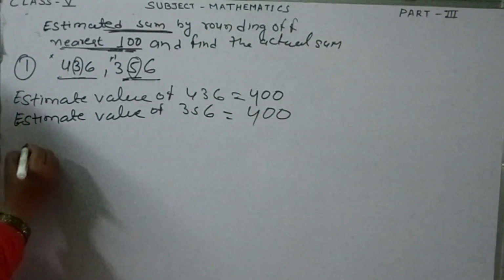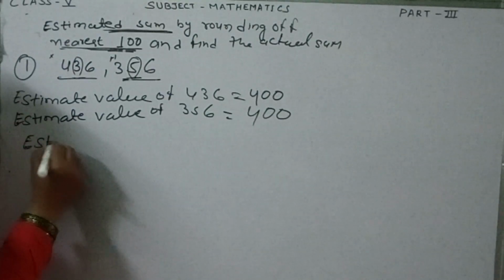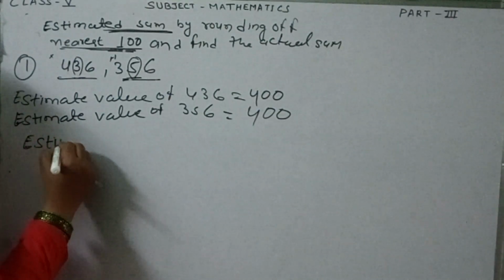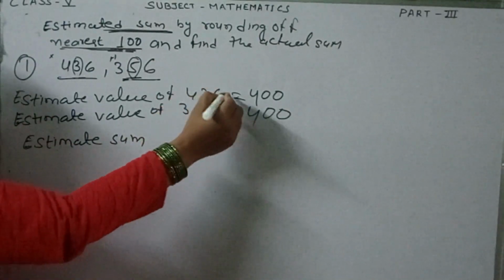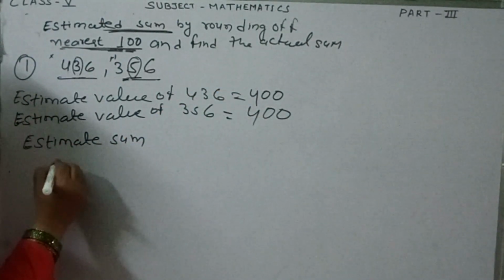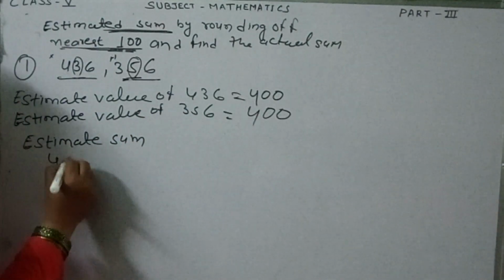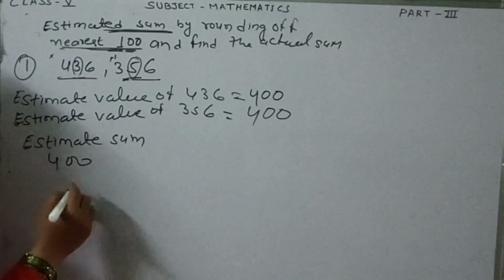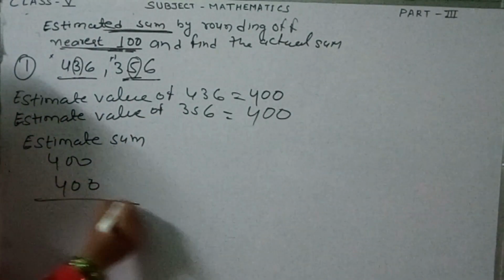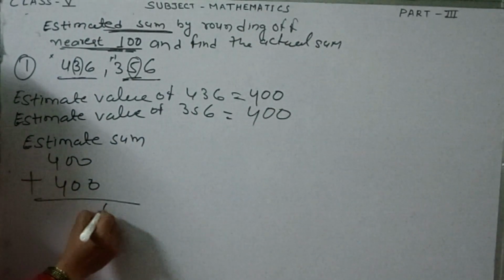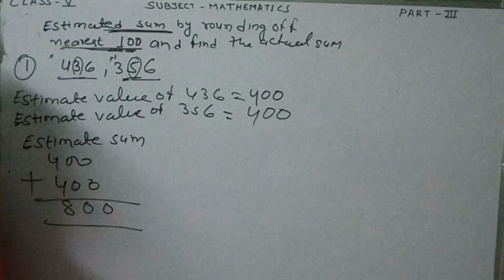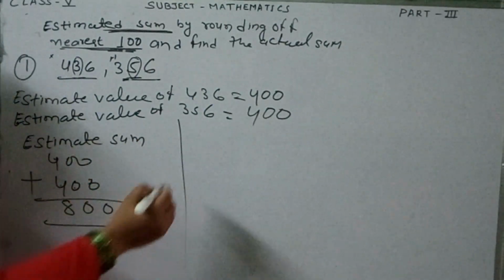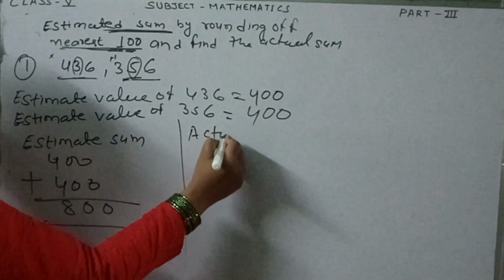Now you have to find the estimated sum. Here what is the estimated sum? In place of 436 you have to write 400. In place of 356 you have to write 400. That is 0 plus 0, 0. 0 plus 0, 0. 4 plus 4, 8. That is 800.